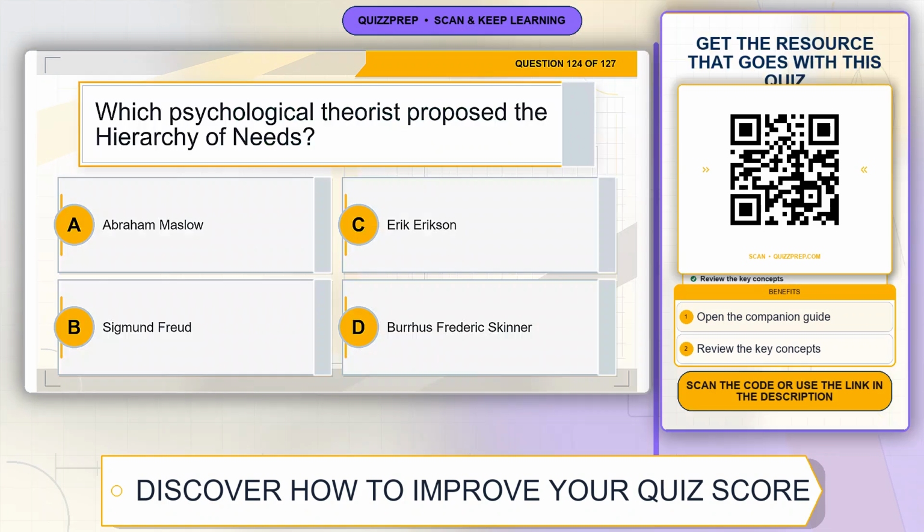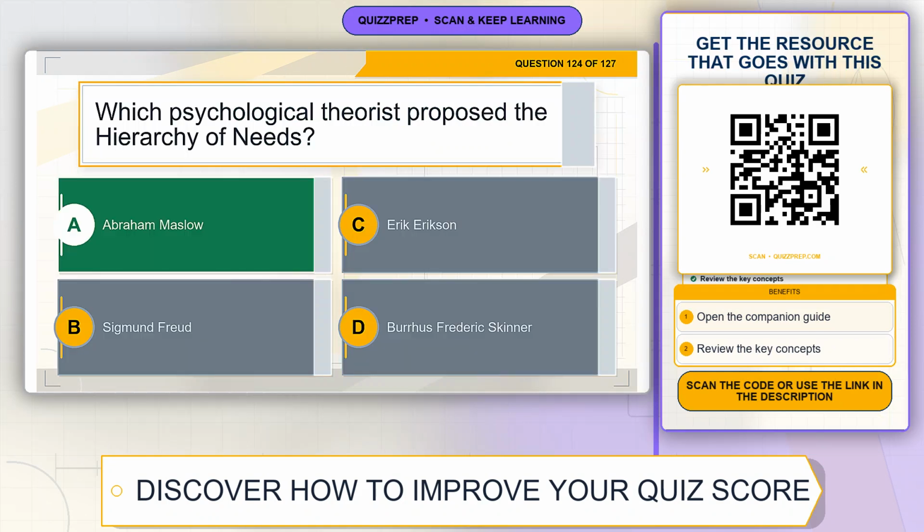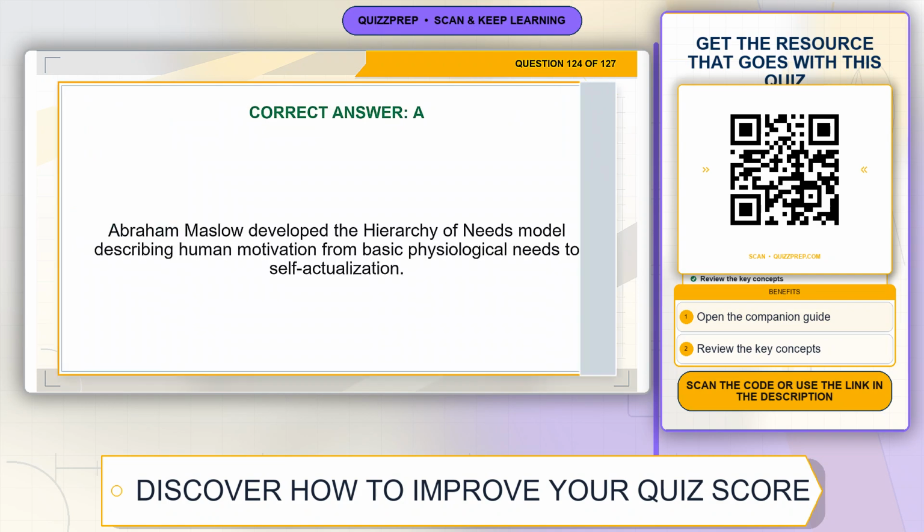Question 124. Which psychological theorist proposed the hierarchy of needs? Option A, Abraham Maslow. Option B, Sigmund Freud. Option C, Erik Erikson. Option D, Burrhus Frederic Skinner. The correct answer is option A, Abraham Maslow. Explanation: Abraham Maslow developed the hierarchy of needs model describing human motivation from basic physiological needs to self-actualization.